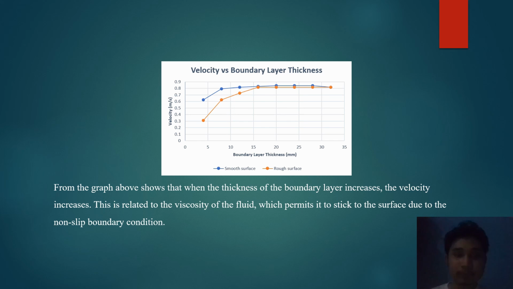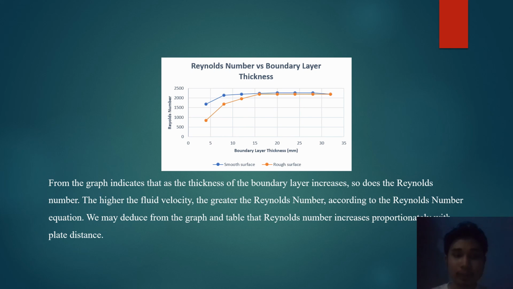The graph above shows that when the thickness of the boundary layer increases, the velocity increases. This is related to the viscosity of the fluid, which permits it to stick to the surface due to the no-slip boundary condition. The graph also indicates that as the thickness of the boundary layer increases, so does the Reynolds number. The higher the fluid velocity, the greater the Reynolds number according to the Reynolds number equation.